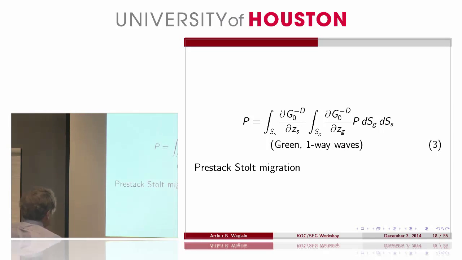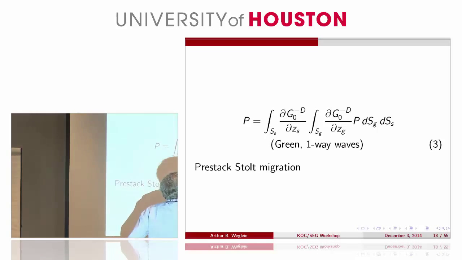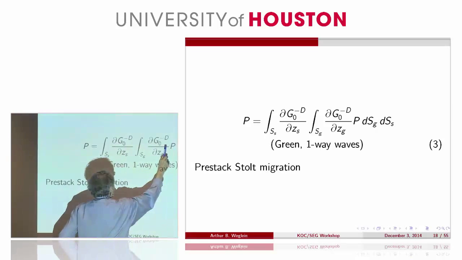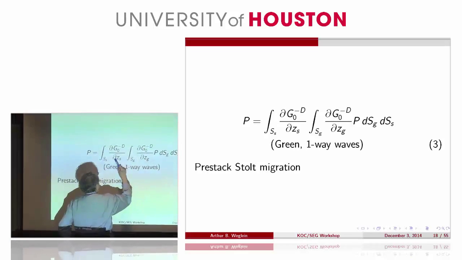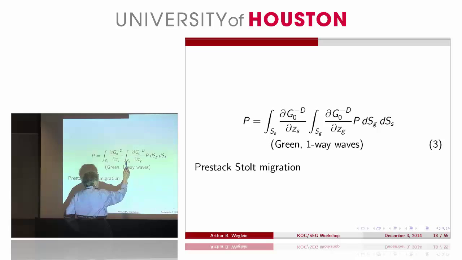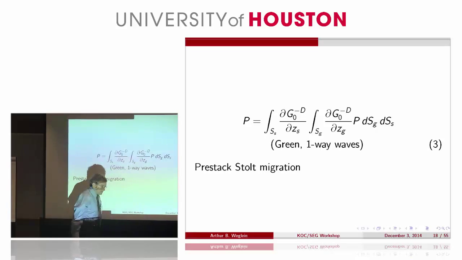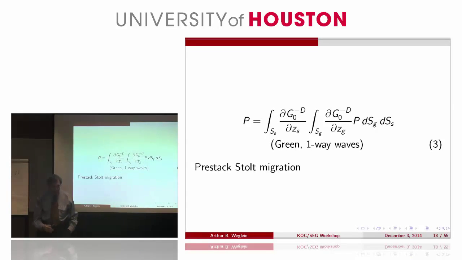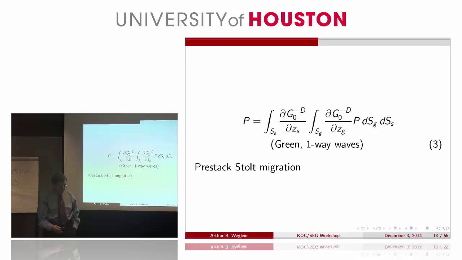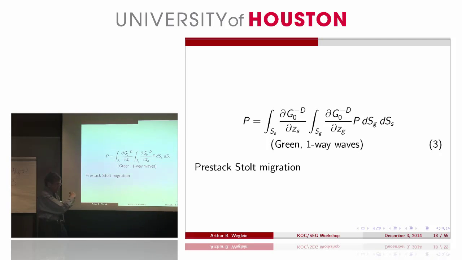So if you do this P with this anti-causal, and yes, bring the source down, and then bring the receiver down with reciprocity, and you get Stolt migration. Yes, so Stolt migration is a one-way wave realization of Claerbout III. You bring the receiver down, bring the source down, ask for t equals 0. You want me to write that? You know, you do the shift.